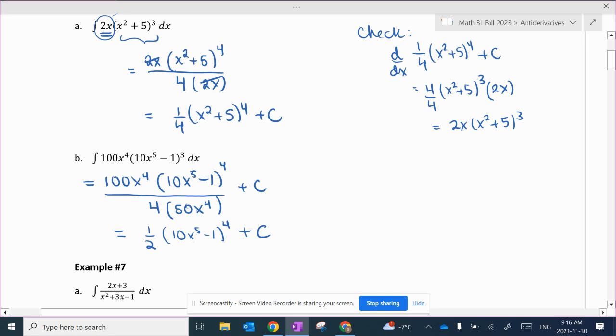Molly? Would you rather us write 1/2 as a coefficient? Or you can write the whole thing over 2. Either or. Okay?